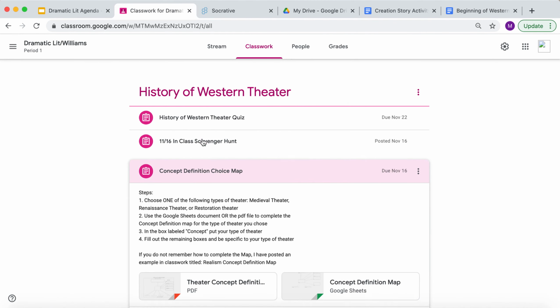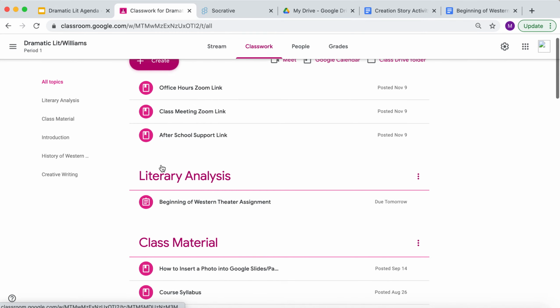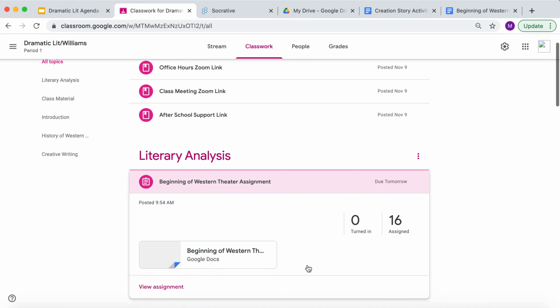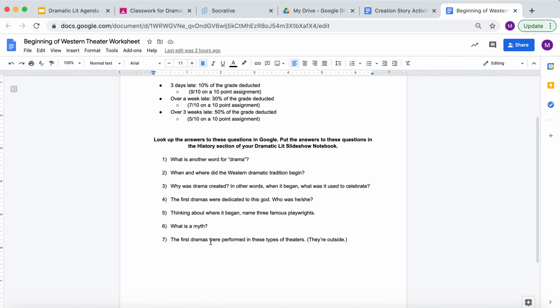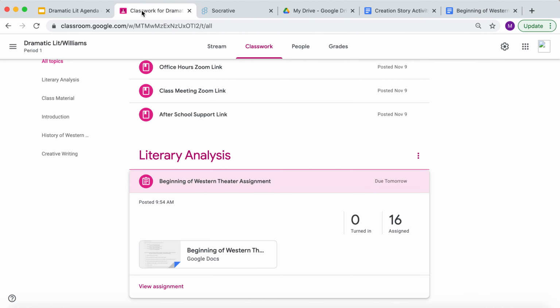Let me show you where I posted it in classroom. It's in the literary analysis topic called Beginning of Western Theater Assignment. So for this, there is 7 questions, and for these questions, you're going to look up the answers in Google. And then I want you to put the answers in the history section of your Dramatic Lit slideshow notebook.